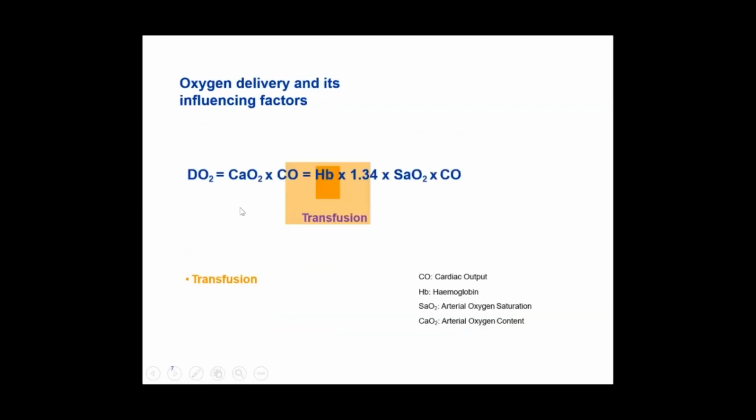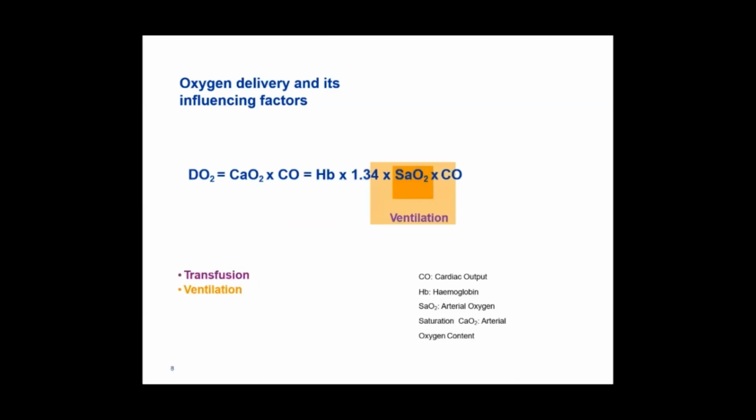In this equation we see the variables affecting oxygen delivery. Oxygen delivery is a function of the content of arterial oxygen and the cardiac output, which is influenced by variables like hemoglobin, a constant, saturation of oxygen, and cardiac output. So we see which variables we can influence to improve the delivery. First is the hemoglobin, and we can influence it by the use of transfusion.